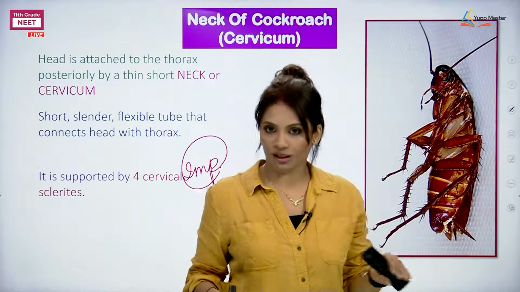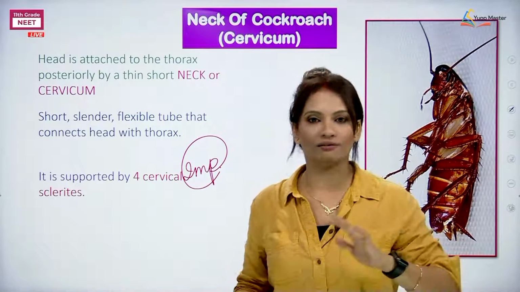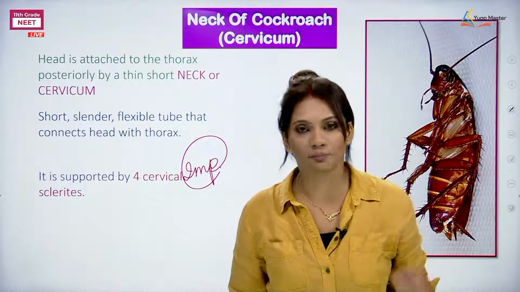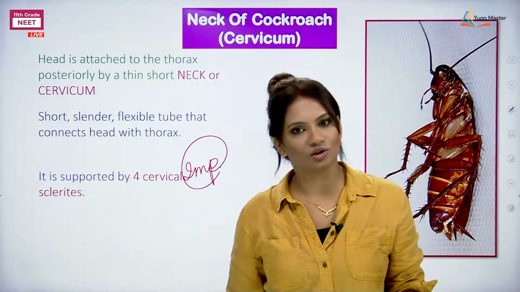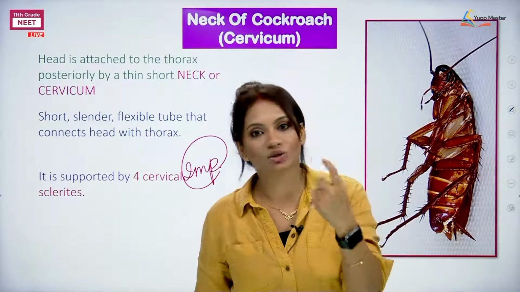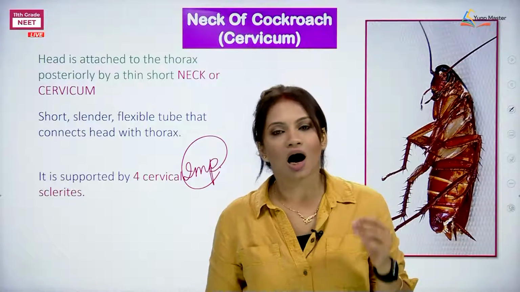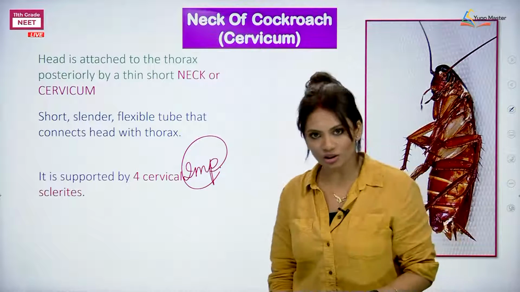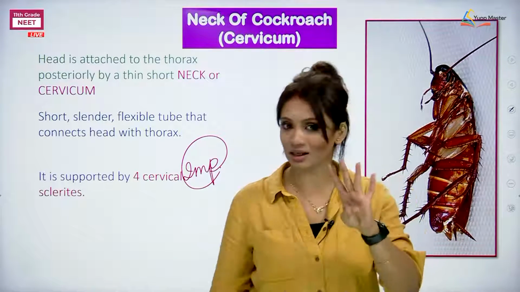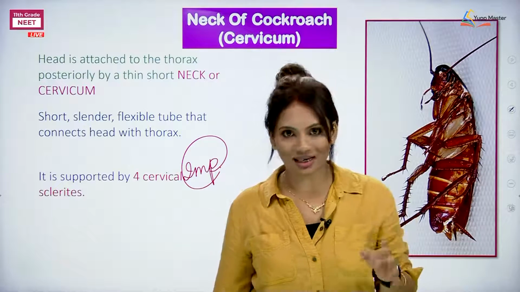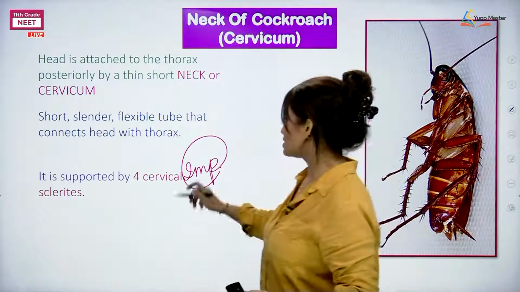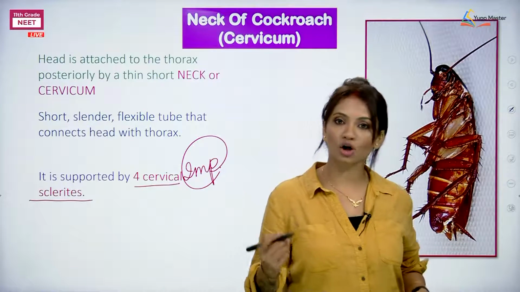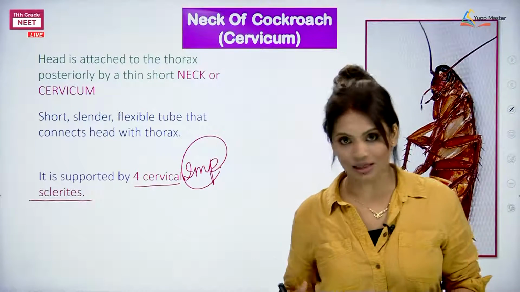Now, this is not a vertebrate, this is an invertebrate. It does not have any vertebral column. But at the neck region, it does require some support, and the support there is going to be chitin. The chitin plates at the neck region are called sclerites. How many sclerites are there? There are 4 sclerites present there, and those are called the 4 cervical sclerites. This is basically how the neck of the cockroach is protected.